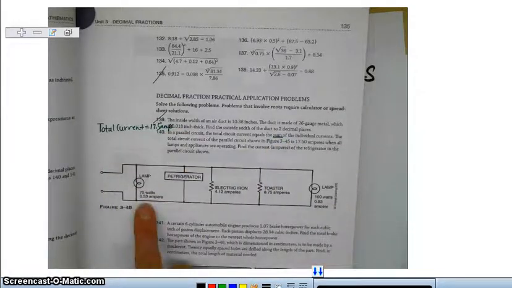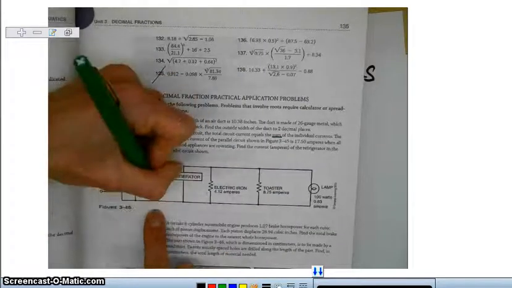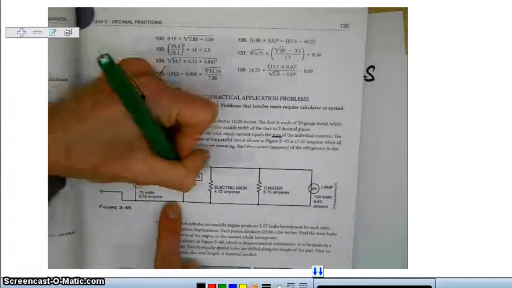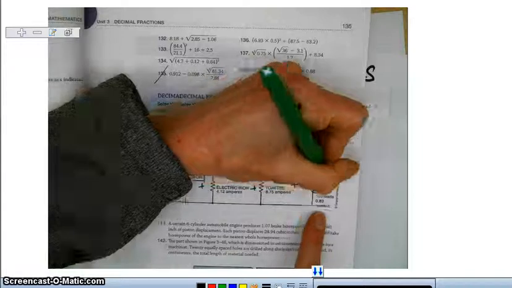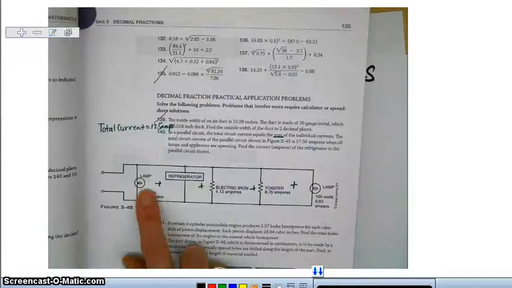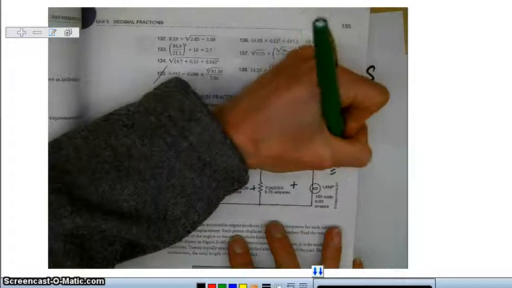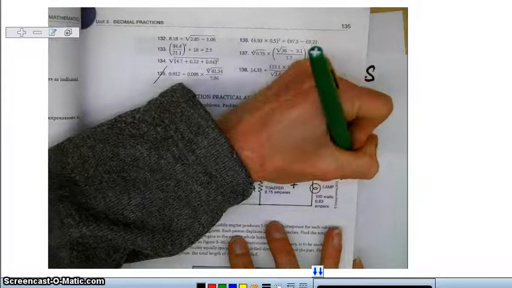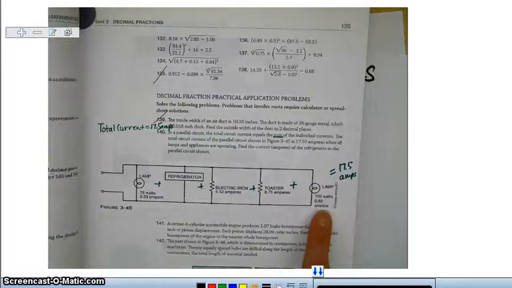So I know that this lamp has 75 watts or 0.53 amps. The refrigerator is the one I don't know. So I need to take the lamp plus the refrigerator, plus the electric iron, plus the toaster, plus this lamp down here. So I need to add the two lamps, the toaster, the electric iron, the refrigerator, and they all are going to add up to 17.5 amps. Now the question here is, what numbers do I use? Because it's got 100 watts and 0.83 amps. So I have to make sure that I use the right number. My total is amps, so I have to use these numbers that are amps.